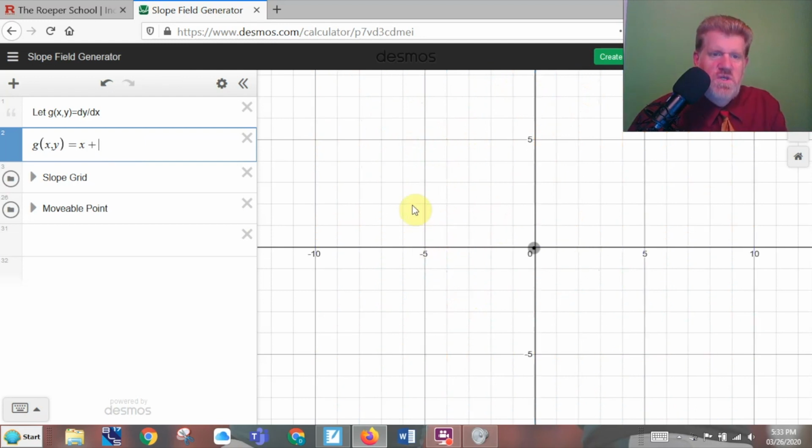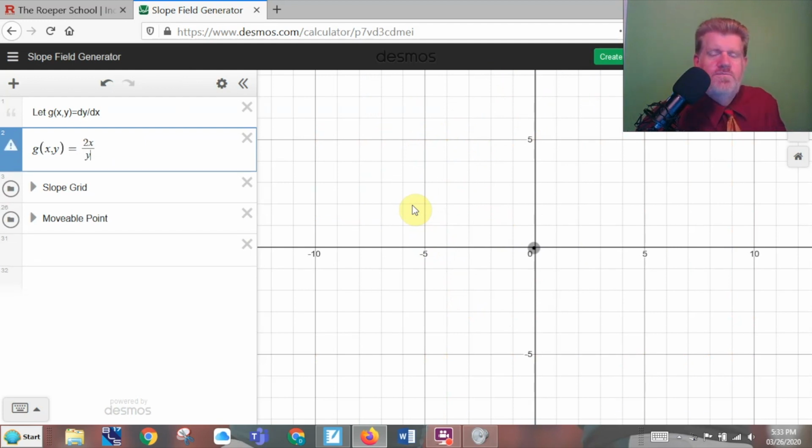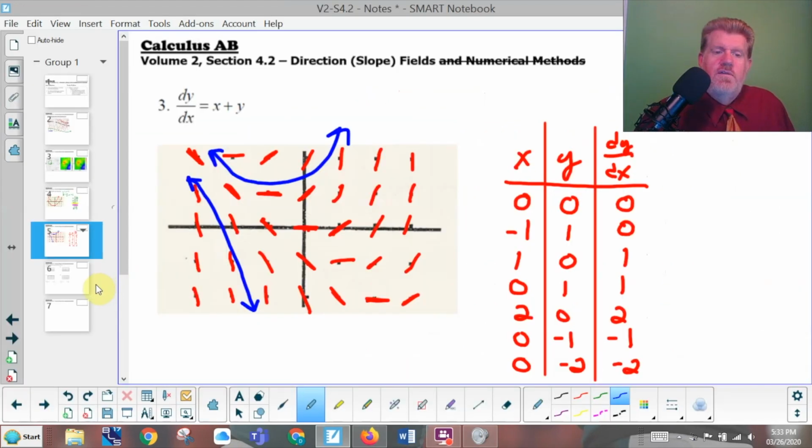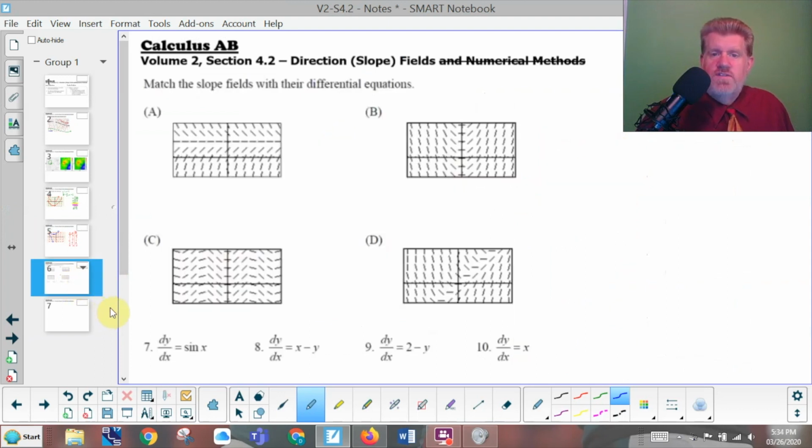If you want it to be 2x divided by y, that's a slope field. Look at that crazy thing. So what, these go up, and if you're over here, it kind of shoots down and goes up. So this generates the slope fields for you automatically, so you can get a good visualization of what's going on. So I will make sure that you get that link. That's basically what we're talking about. I'm going to ask you to do a few on your own, but this is a typical question you would get on a test when it was multiple choice, is they would give you a choice of slope fields here, and you would have to figure out which equation goes with what.